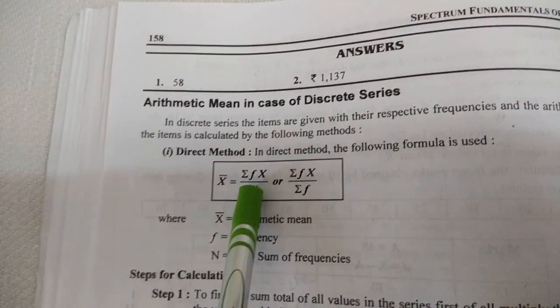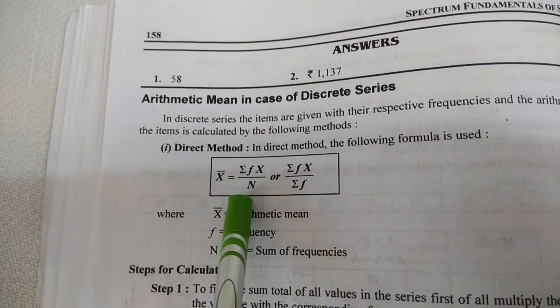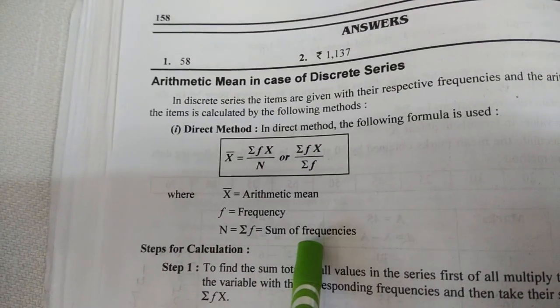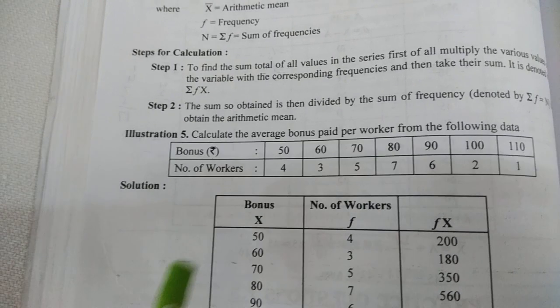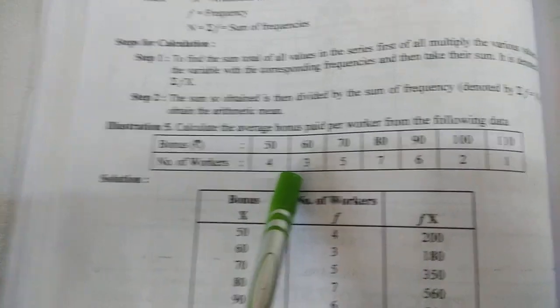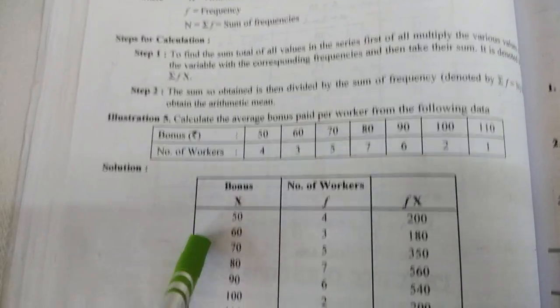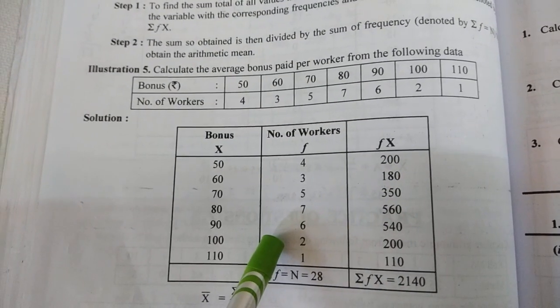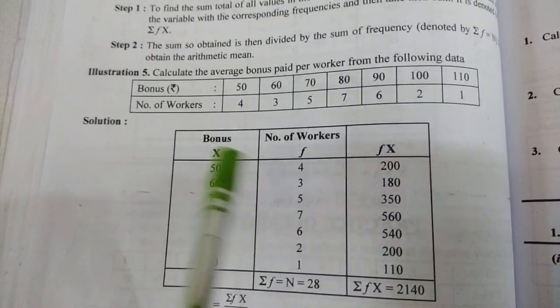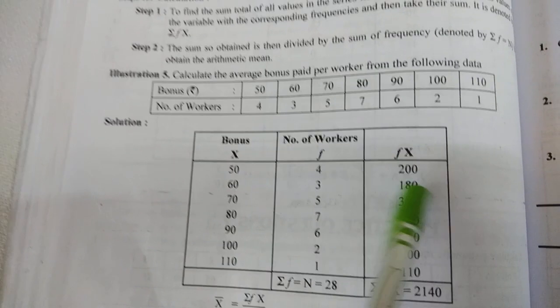Mean is equal to summation of fx divided by n. Here n is the sum of frequencies. We will take an example. Bonus is given, and the number of workers is given. Bonus means x variable, number of workers is the frequency. In the direct method we will multiply x with f.